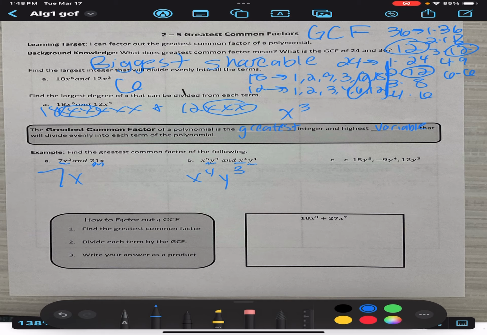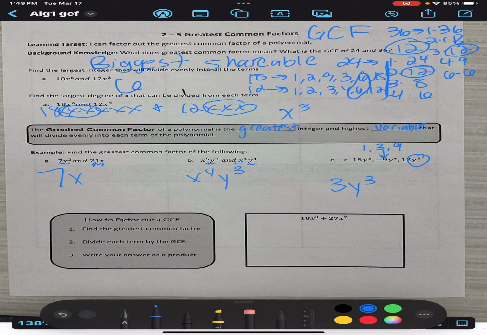Look at the numbers. The 9 is the smallest number, but 9 cannot go into 12 and 15. So let me think of factors of 9. The factors of 9 are 1, 3, and 9. Well, 3 goes into 12 and 15. So 3 is my number. Now look at my variables. They all have y, so I know I can take some. Now I look for the smallest amount. He's got 3, 4, and 5, so the smallest amount is what I can take.